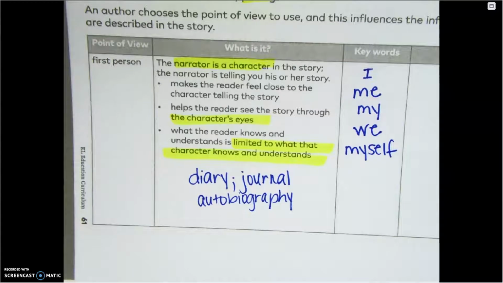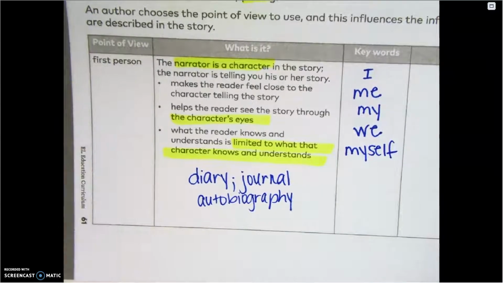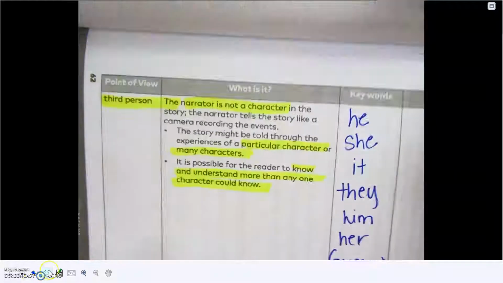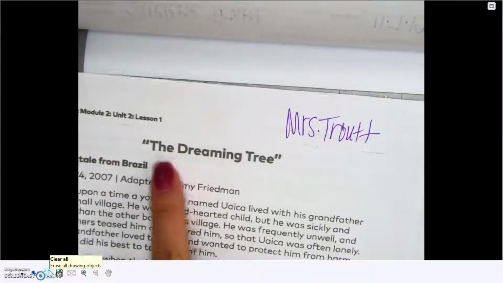Thank you, Darius. Okay, when I say go, I want you to whisper shout what person point of view it is. Are you ready? So when we whisper shout, we're going, Mrs. Trout. Are you ready? And go. If you said third person, you're exactly right. So this is what we're going to do. We're going to go to where it says third person, and underneath third person, we're going to write the title of what you just said, "The Dreaming Tree."